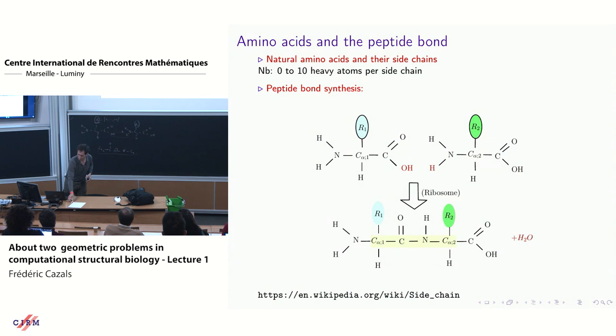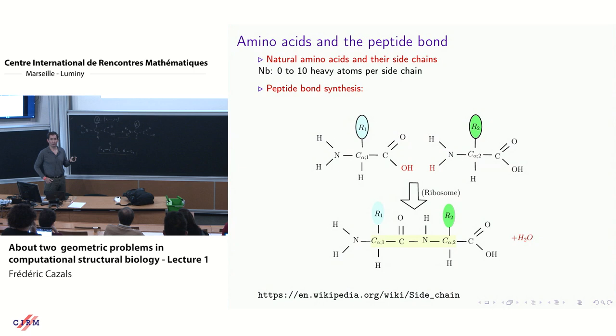But still, the peptide bond: when we glue two amino acids together, we get a dipeptide, and what we call a polypeptide chain is, in fact, a sequence, a polymer of amino acids. The median size of all proteins known on Earth is about 400 amino acids. So these are quite long chains of amino acids.